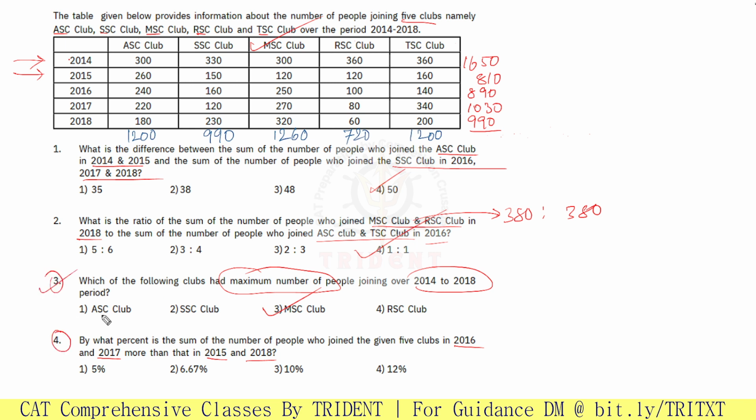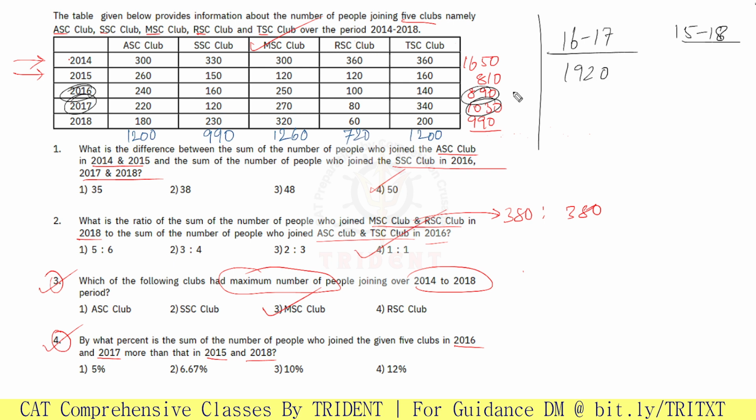The fourth question is this one: by what percent is the sum of the number of people joining the clubs in 16-17 more than in 15-18? So first of all, you need to make sense of the people in 16 and 17, and 15 and 18. So let's see. We are looking at 16 and 17. So this is the number 890 and 1030. This is 120. 1800 and 120 gives me a 1920, right?